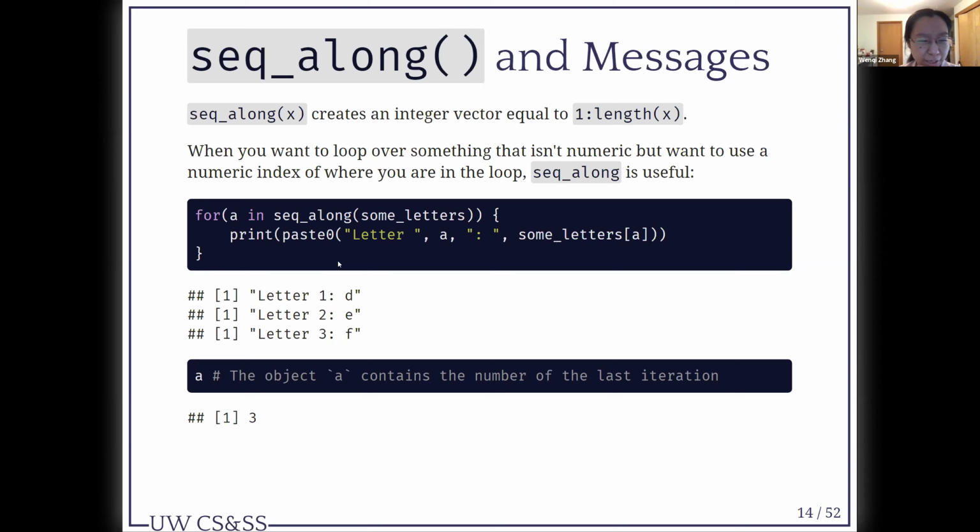Sorry, can we explain why A equals 3 instead of 1, 2, 3? This is a great question. What's happening in the loop is we're sequencing along some letters, which is 1, 2, and 3. But the way a loop works is it assigns the values one at a time to A. The first time the loop runs, it assigns the first value 1. The second time it runs, it assigns 2. The third time, it assigns the number 3. So when it's done, it's just the number 3 instead of being 1, 2, and 3.